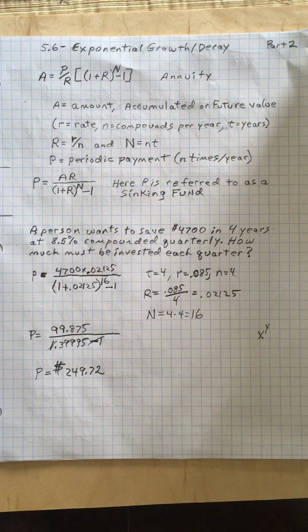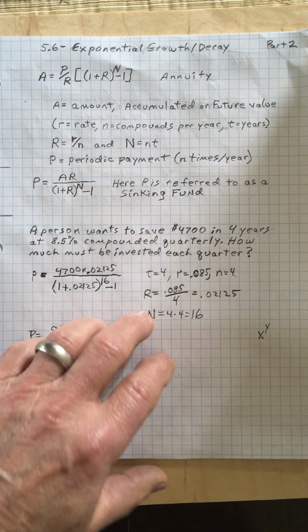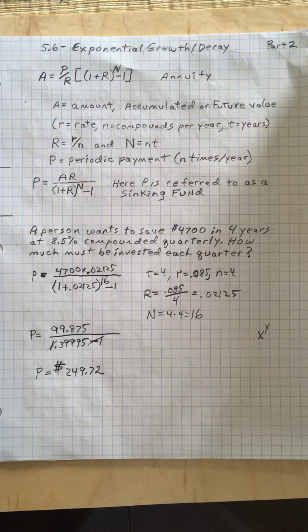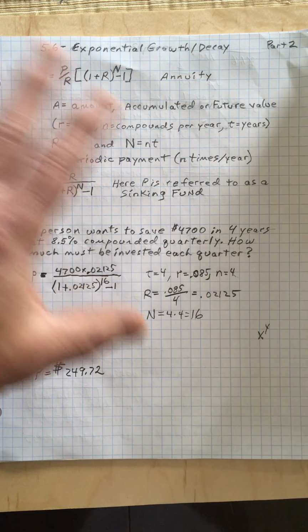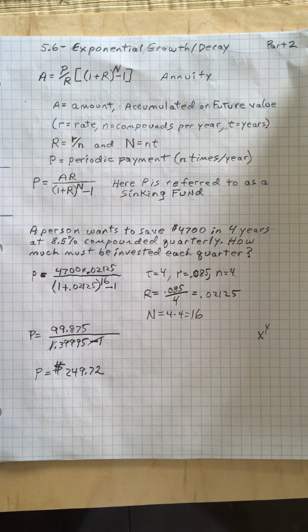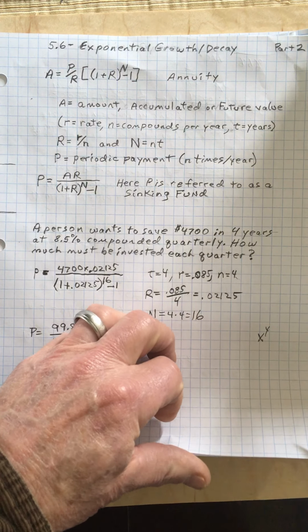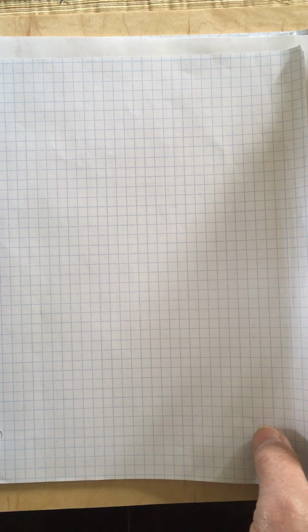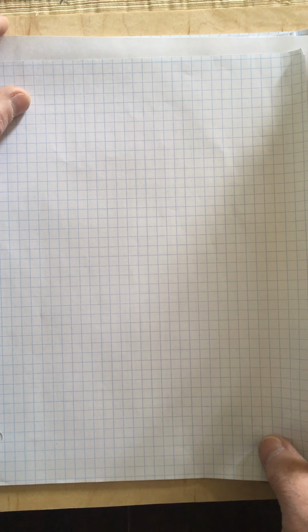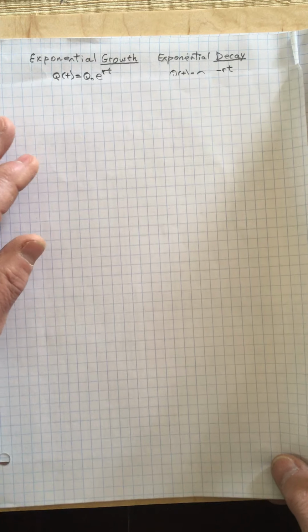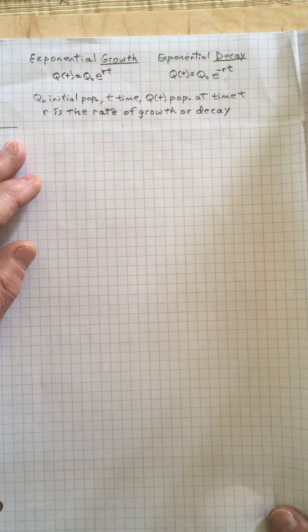Okay. There are some good examples in the book on these problems if you want to look at more of those, but basically this is a good example of everything. Okay. Let's move on to growth and decay. And what do we have here?